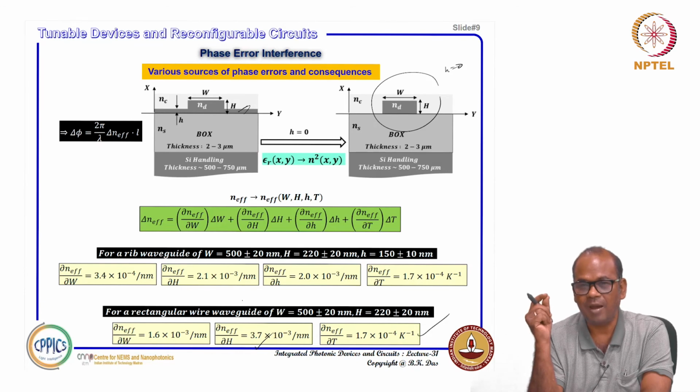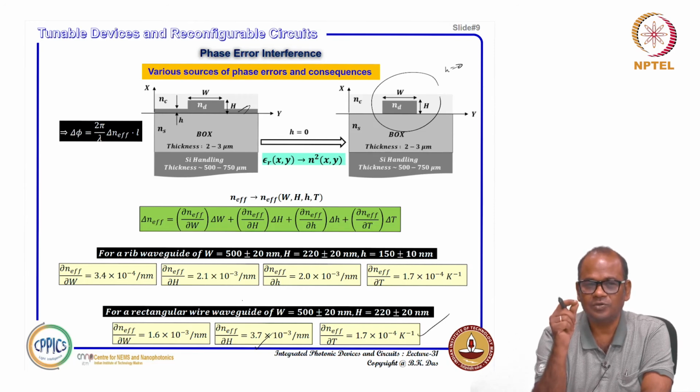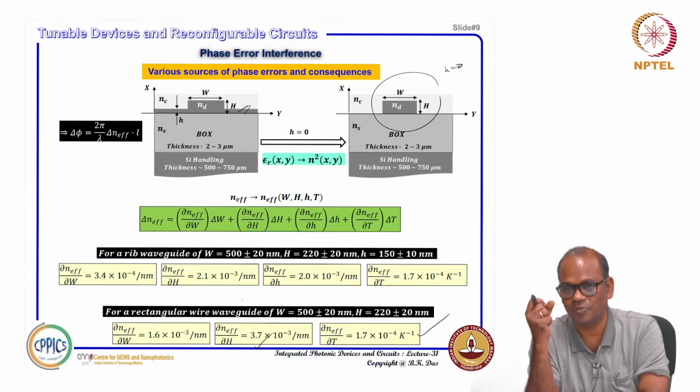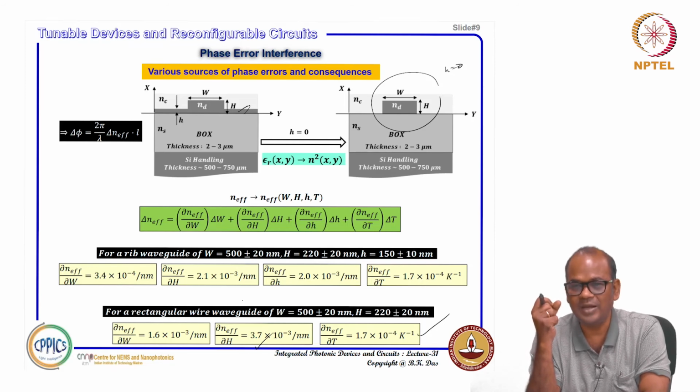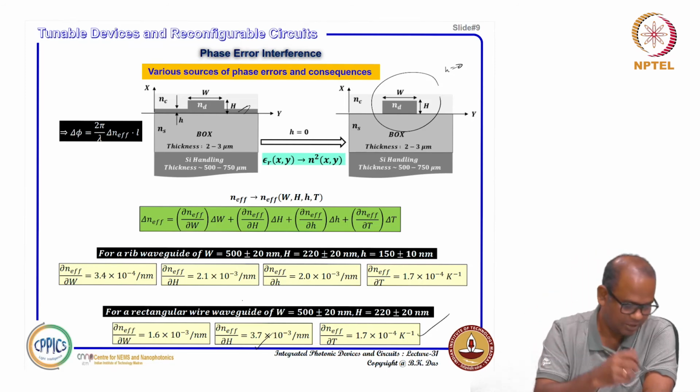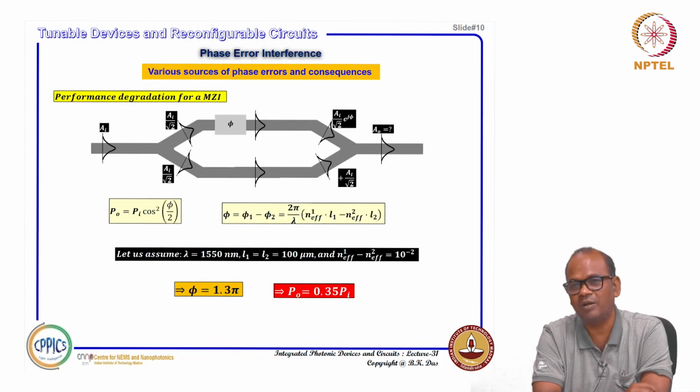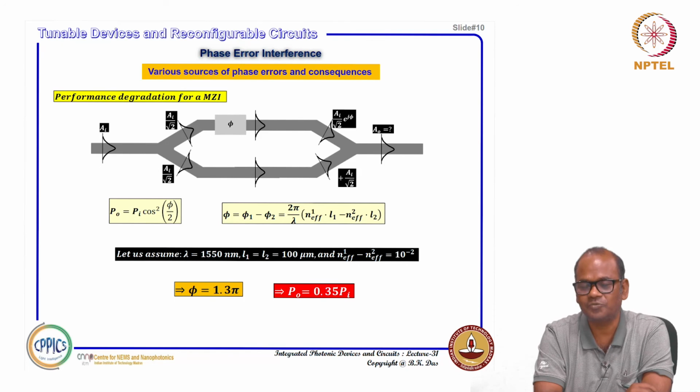So, that means you have to be that careful that your device should not deviate even 1 nanometer, 2 nanometer in width-wise and height-wise and so on, if you want to use them as passive devices, of course. Okay. So, that is a very important conclusion. I would like to show whether 10 to the power minus 3, minus 2, 10 to the minus 4 variations really matter.